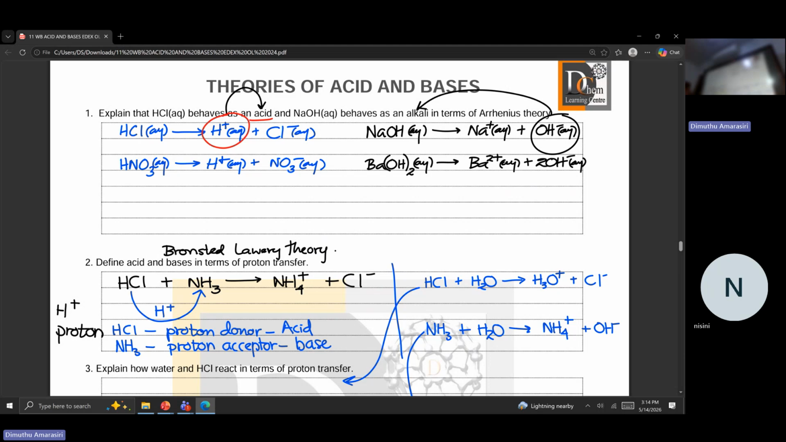Bronsted-Lowry theory. Another one, Arrhenius theory, right? So, which one is more friendly to us? The one that we are familiar with, which theory? We have been working with it since the start of this lesson. Which theory have we been working with? Arrhenius theory.